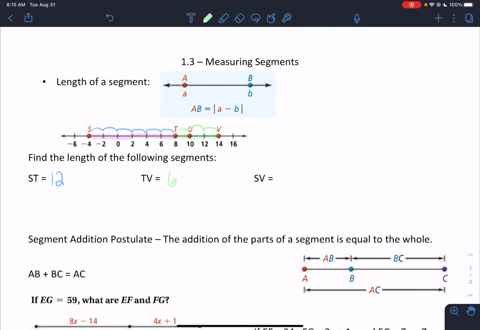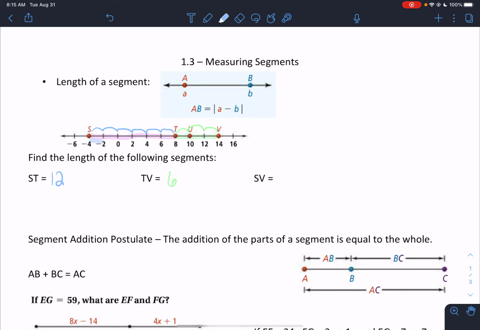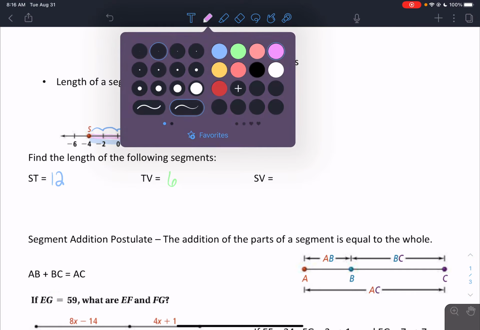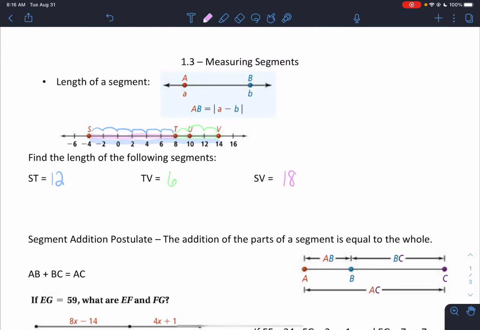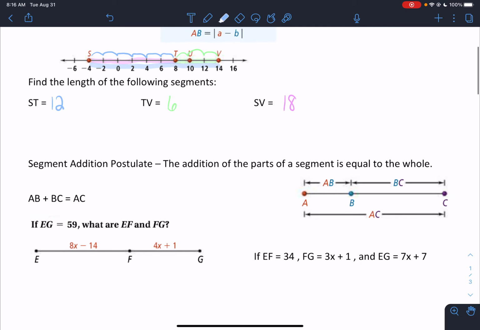And then what we should realize is that the length SV is this entire length all the way from S to V. And so I could count all the way there, but what I should also realize is that's just the purple piece and the green piece put together. And so SV ends up being 18. And that kind of illustrates what we're talking about down here. The segment addition postulate means the addition of the parts of a segment is equal to the whole thing.